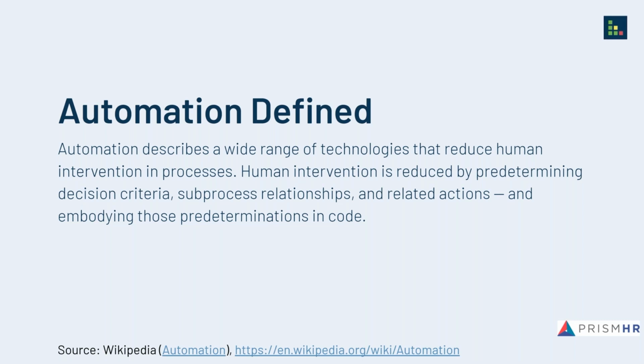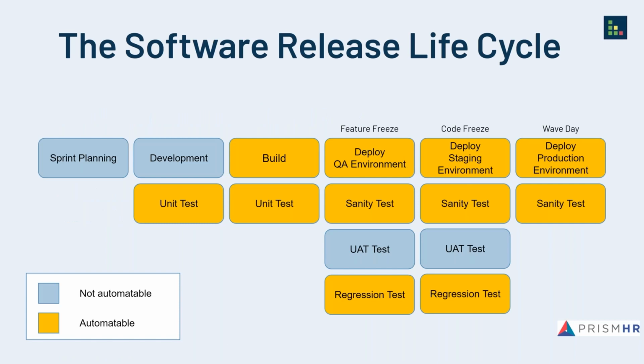When we apply that definition to that life cycle, which I just showed, we get a different picture. You can see the blue is not automatable and the yellow is automatable.